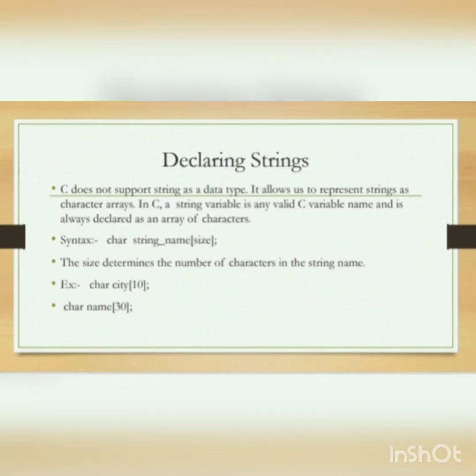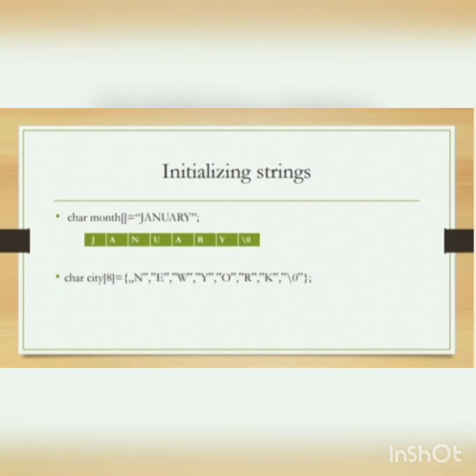Declaration of strings. C does not support string as a data type. It allows us to represent strings as character arrays. In C, a string variable is any valid C variable name and is always declared as an array of characters. Syntax: char string_name[size]. Initialization of strings. The initialization of strings is shown in the presentation. It is always terminated by a null character.